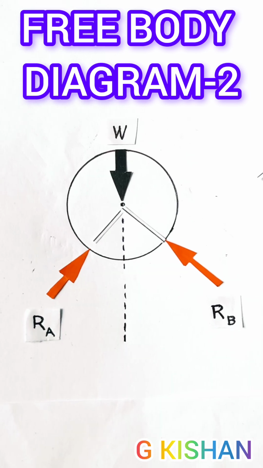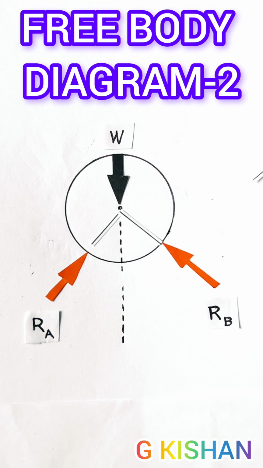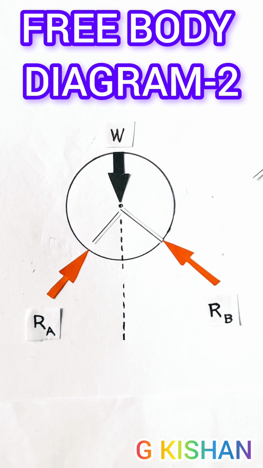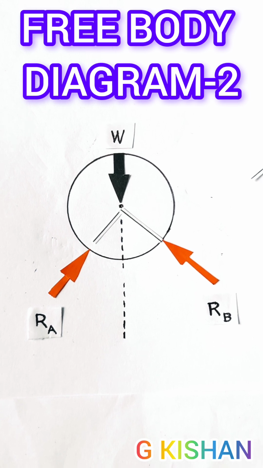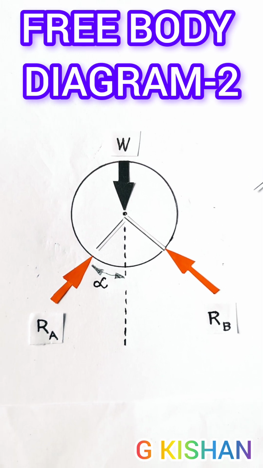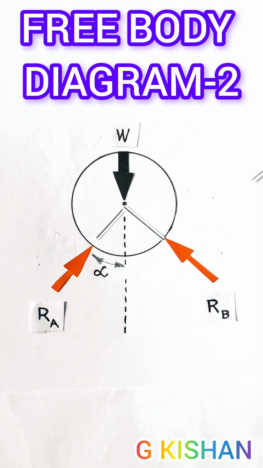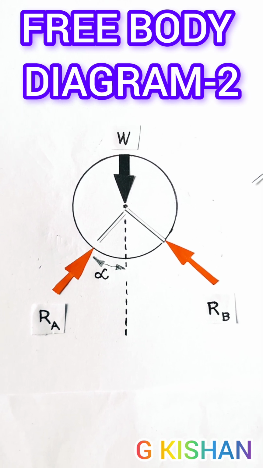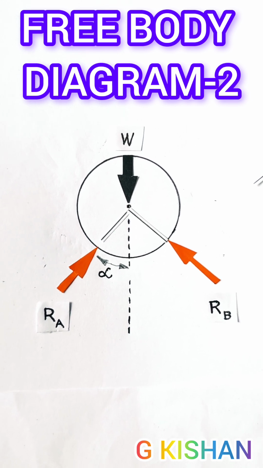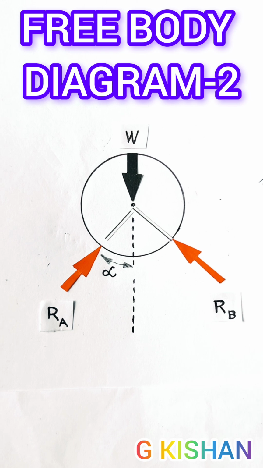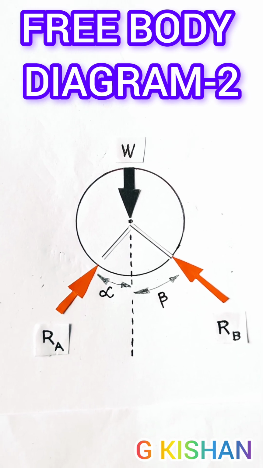By following the problem figure we can estimate that the angle in between the RA contact reaction force and the line of action of the weight force is alpha. By following the problem figure we can also estimate that the angle in between the normal contact reaction force RB and the line of action of the weight force is beta. This indicates the free body diagram of the given problem figure.